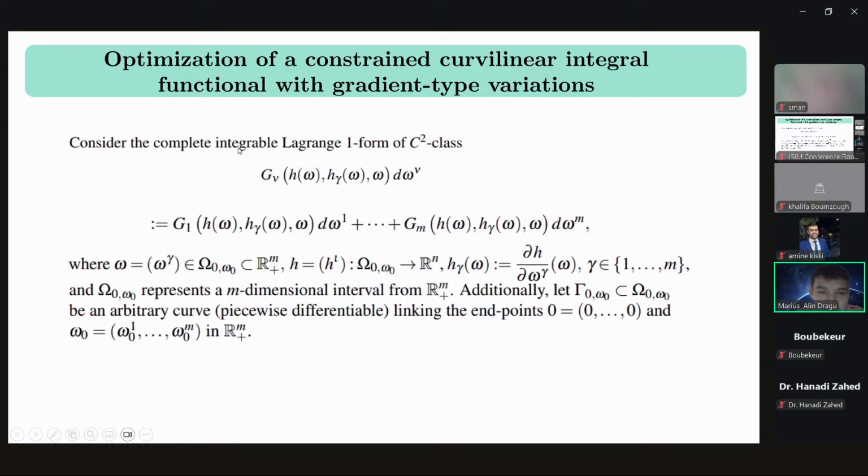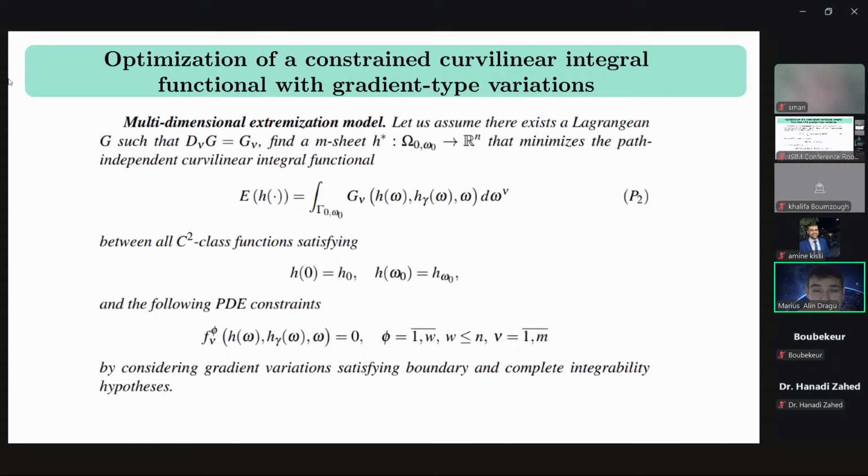We consider the complete integrable Lagrange one form of C2 class, G nu, which depends on H gamma, and omega. I would specify that I will use in this study Einstein summation, which means summation after repetitive indices. In this case, omega subscript nu, subscript nu superscript. This one form can be extended as G1 d omega 1 plus G2 d omega 2 plus Gm d omega m. Before defining the problem, we introduce gamma being an arbitrary piecewise differentiable curve linking the endpoints.